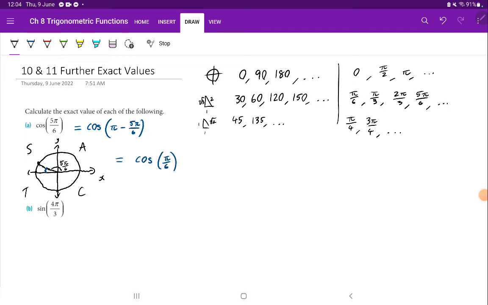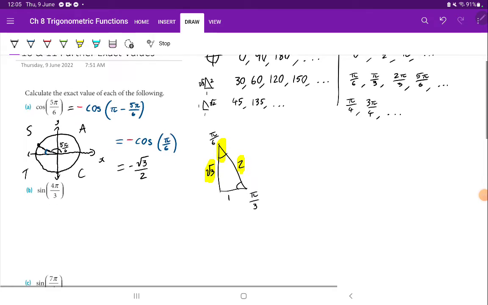So since we're in the sine quadrant, that means cosine is going to be negative. So we need to make sure that which quadrant we're in is going to change the sign. So this is going to be negative cos of pi on 6. Pi on 6 we can work out by using our triangle, this one in particular. Cos is going to be adjacent over hypotenuse, which is going to be negative root 3 on 2. Alrighty, let's have a look at the next one.